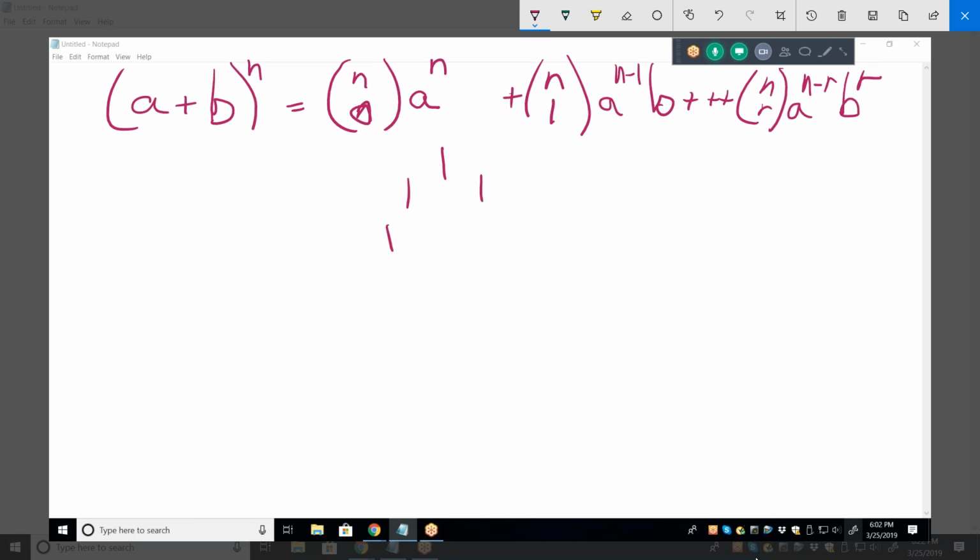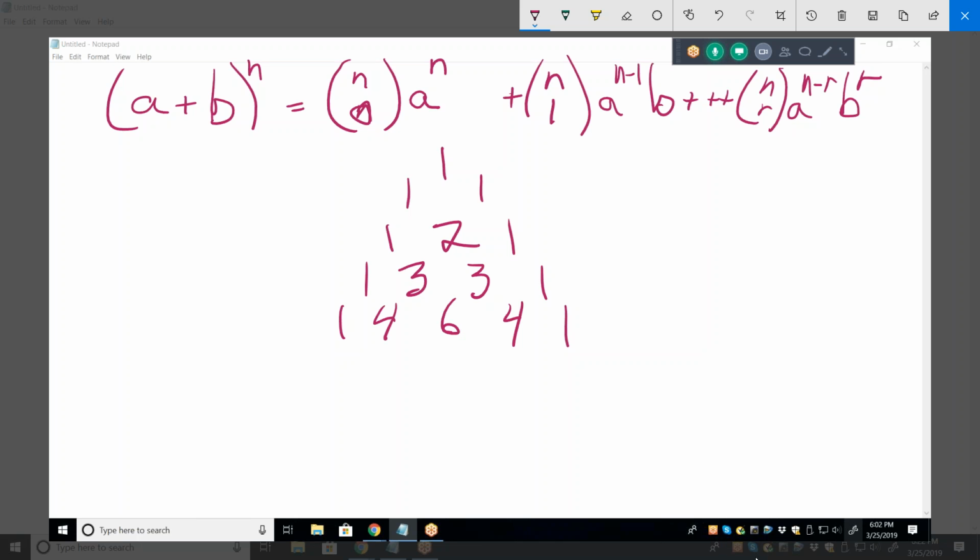Down the outside is all ones, and on the inside is the sum of the two numbers above you. In other words, that's got to be a 2. That's got to be a 3. That's got to be a 3. That is a 4. That is a 6. And that is a 4. You see how I'm creating it?